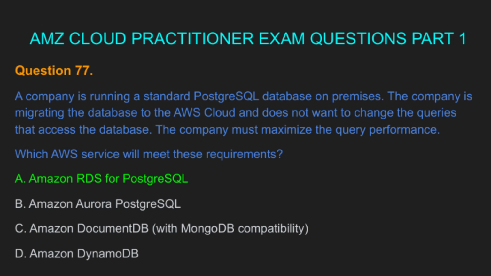Amazon RDS for PostgreSQL is a fully managed database service that makes it easy to set up, operate, and scale PostgreSQL deployments in the cloud. It is designed to be compatible with existing PostgreSQL applications. So you can migrate your database to the cloud without changing your queries. Amazon RDS for PostgreSQL can also automatically scale the underlying hardware resources based on the workload, which can help maximize query performance.